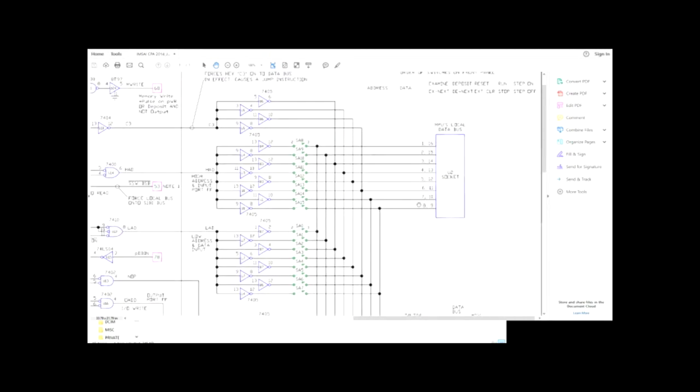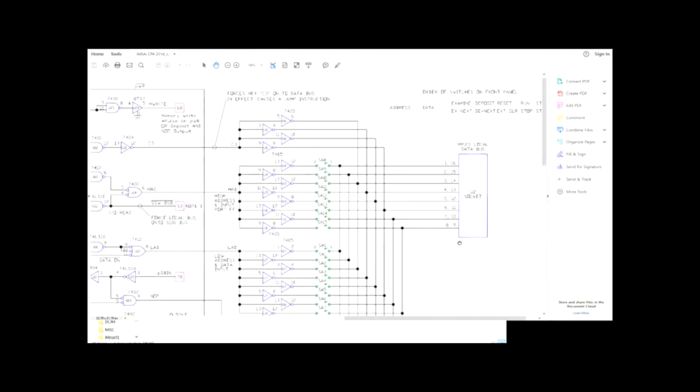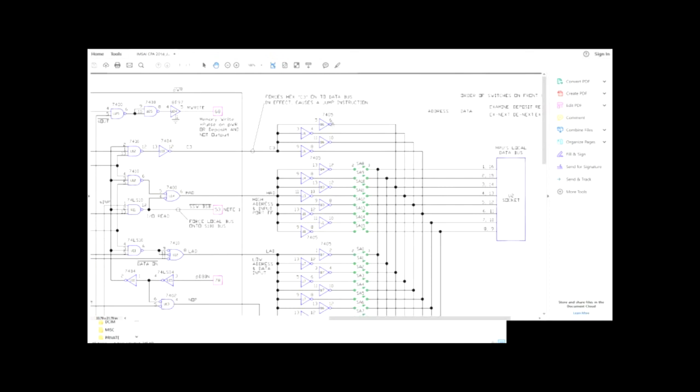This is that little ribbon cable that snakes over and plugs into the CPU card and allows you to pass data back and forth. And this is probably the cleverest part of the whole circuit. It doesn't look like much, but what it's doing is asserting 4 of the data lines.